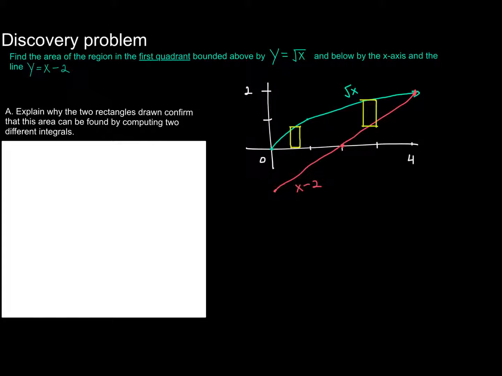Okay, so let's start with this. Think back to when we did this example at the end of the last lesson, and explain why the two rectangles that I've drawn here confirm why this area in the first quadrant can be computed using two different integrals.